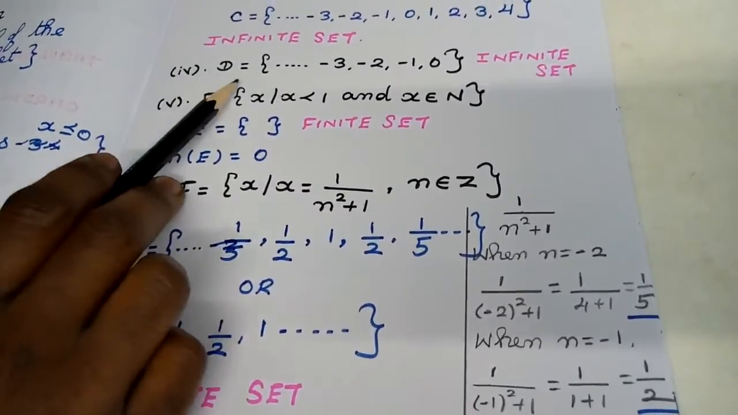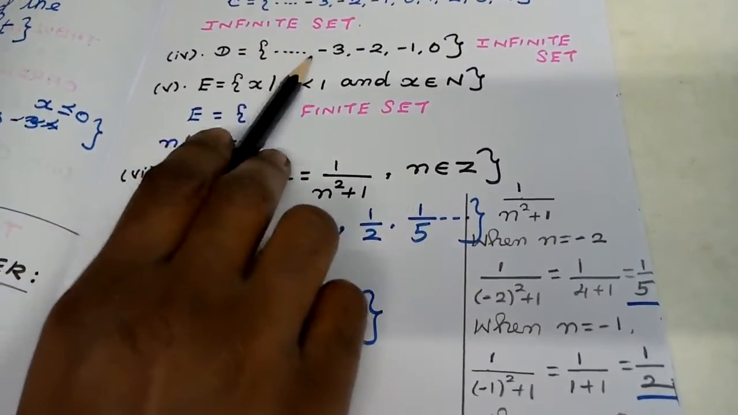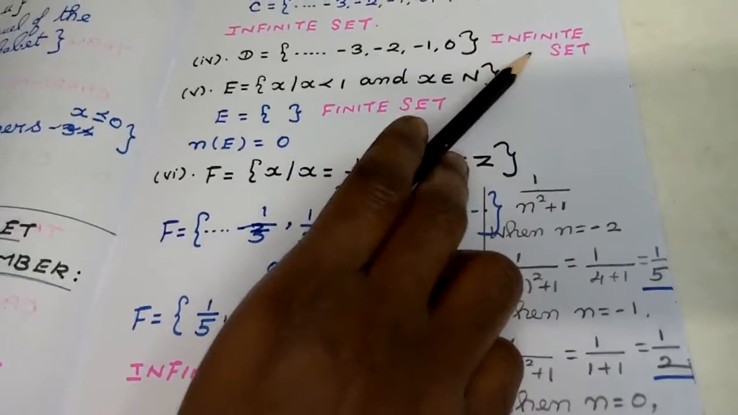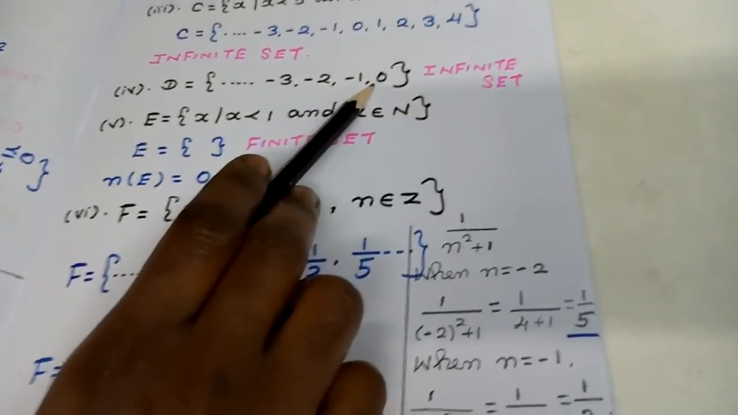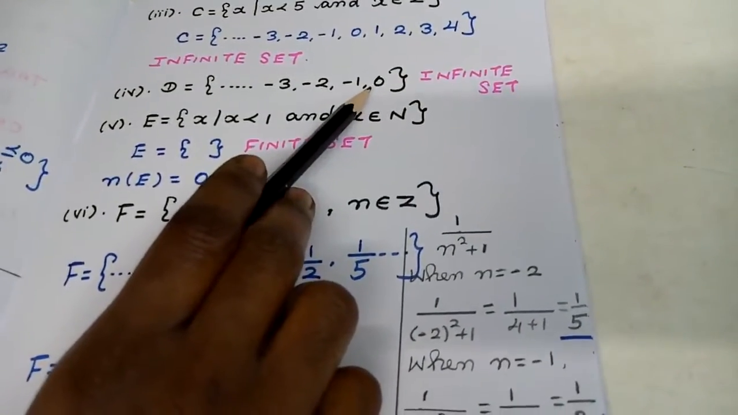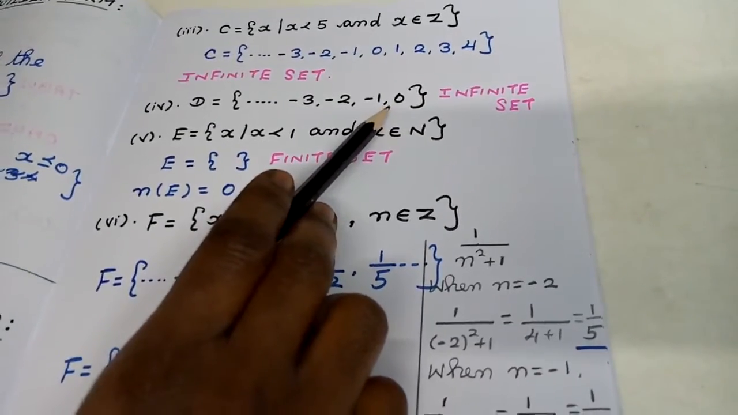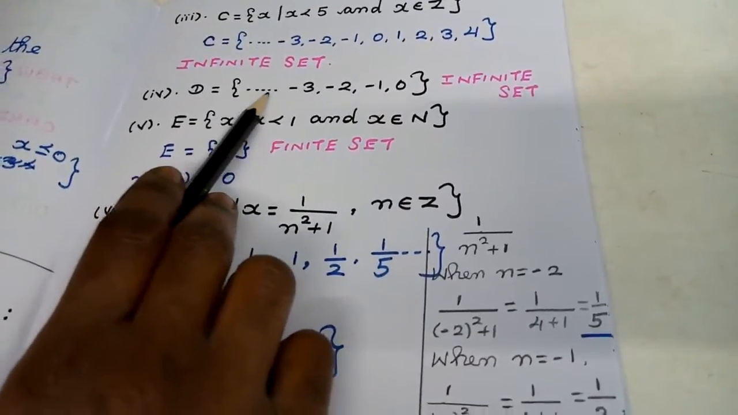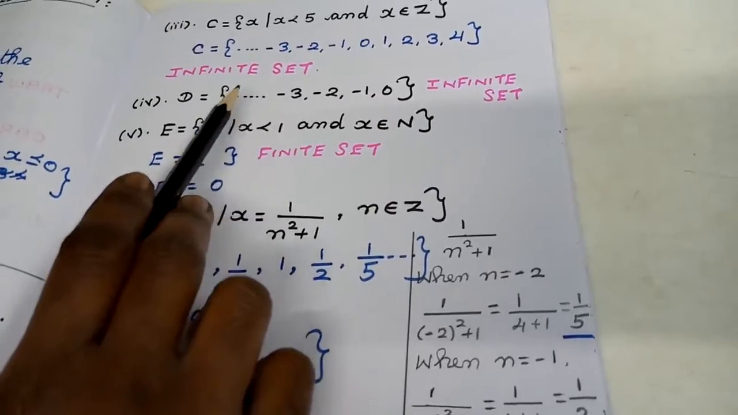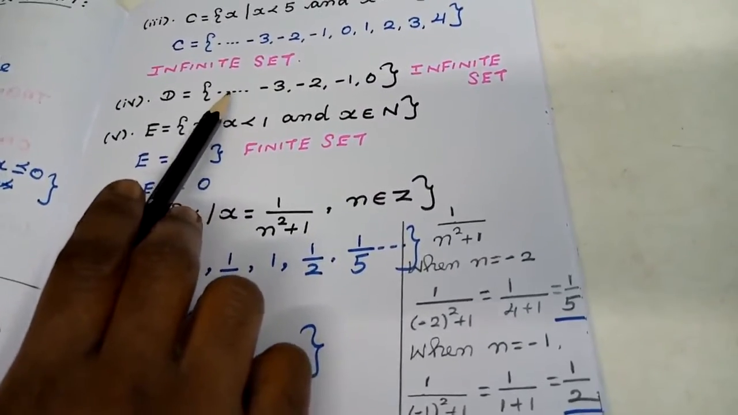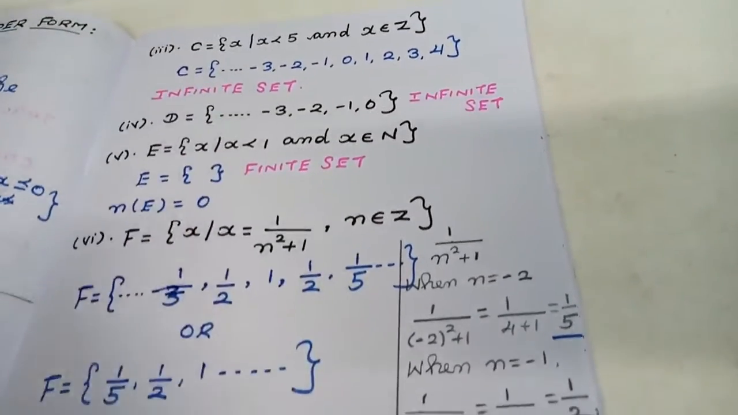Coming to the fourth question, same model. If you see, we have etc., so this is also an infinite set. Even if you have numbers at the end, don't think that it is countable. This etc. starting and ending should be there. We are not having the starting here. So keep that in your mind, students.